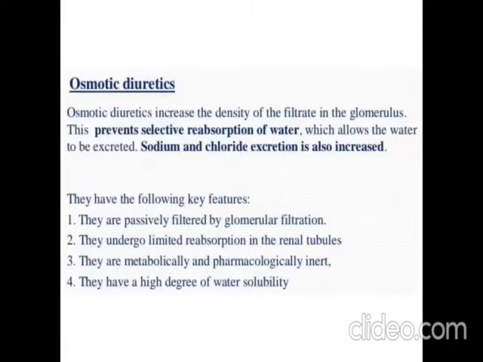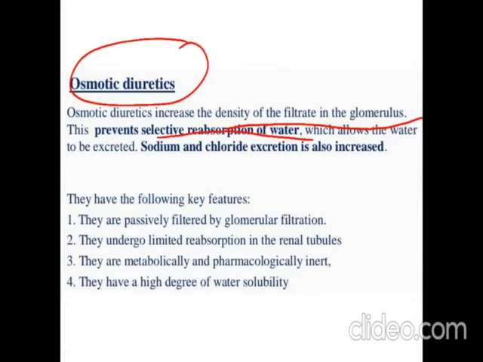In the last part of diuretics, that is the osmotic diuretics. As the name indicates, these osmotic diuretics are based on the principle of osmosis. So they increase the density of the filtrate, and if the density of the filtrate increases, they prevent reabsorption of water. So the water remains in the urine and will not undergo reabsorption into the blood. Similarly, they increase sodium and chloride excretion instead of their reabsorption.